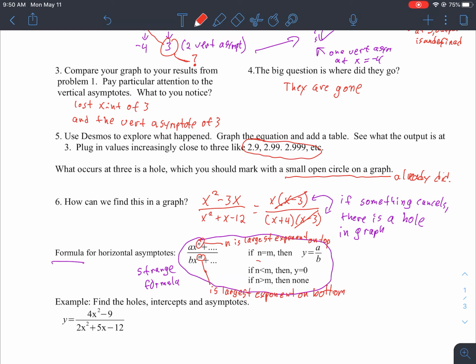Okay, and then you look at the exponents. If they're the same, the horizontal asymptote is a over b. The a and the b are the numbers in front of the largest exponents. The a is the number on top.